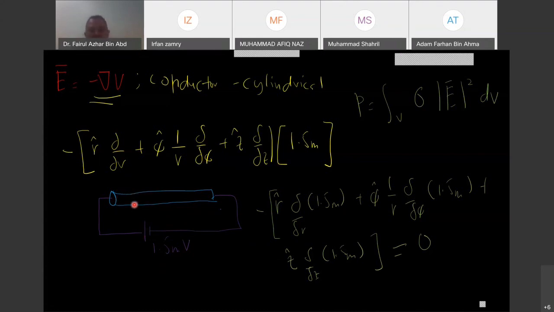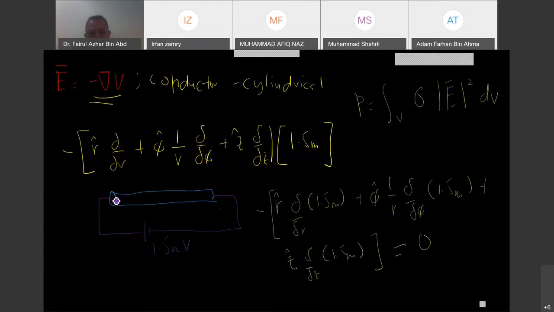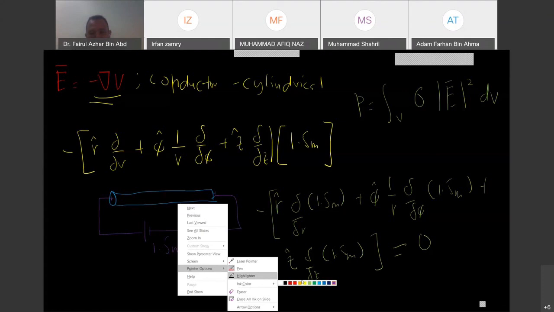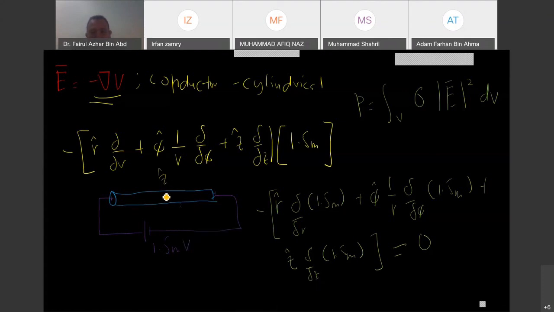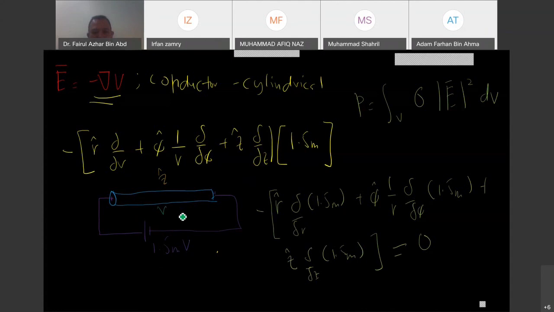We know that the total potential from this point to this point is equal to 1.5 millivolt, and the potential is a function of Z. In a cylindrical coordinate system, or cylindrical shape, we have three basic components: r, phi, and Z. We assume that the potential difference across this conductor is uniform, which means there is no potential difference in the r direction and phi direction. The potential difference only exists in the Z component.